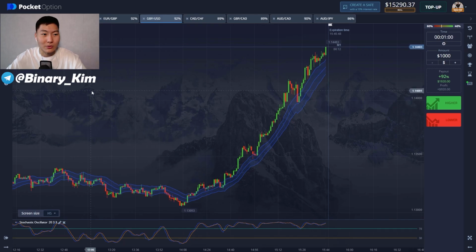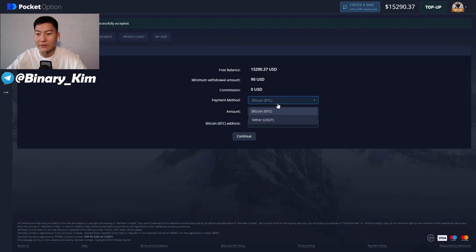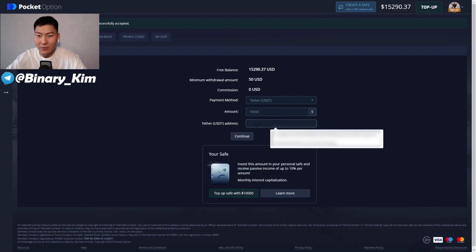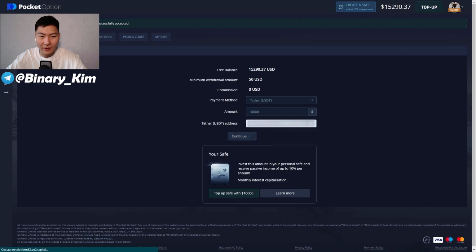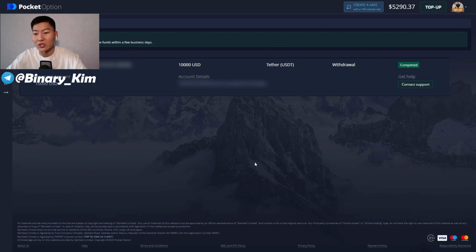And let's move on to the withdrawal. Let's withdraw $10,000, guys. Press the continue button. And our transaction has been processed. I'll show the screen where it's done as usual. And that's what we've managed to earn today.